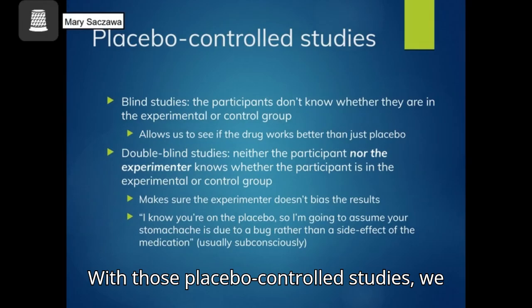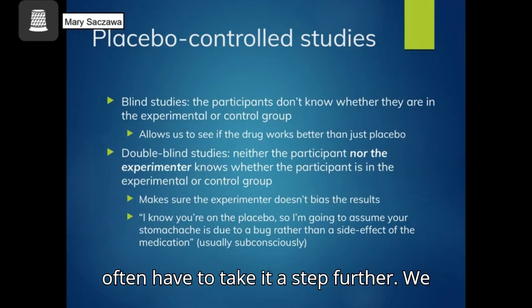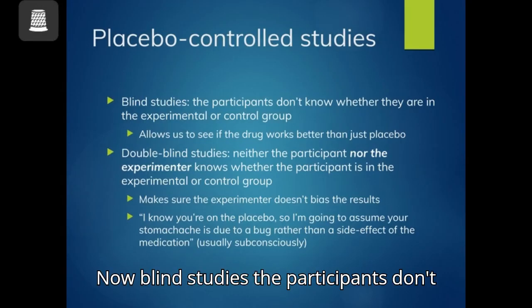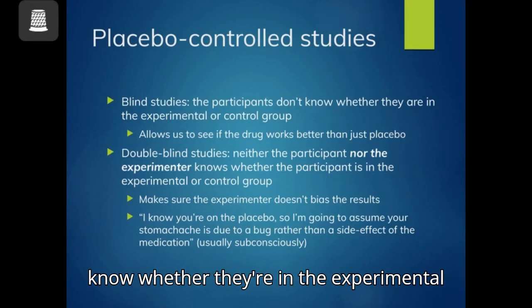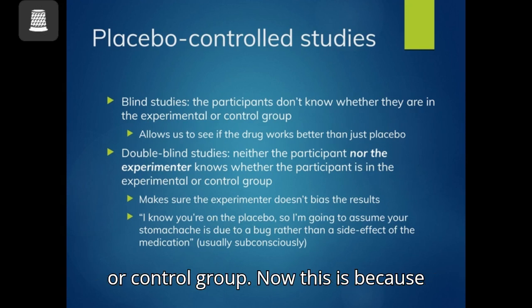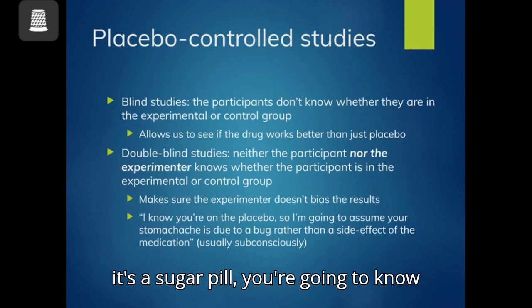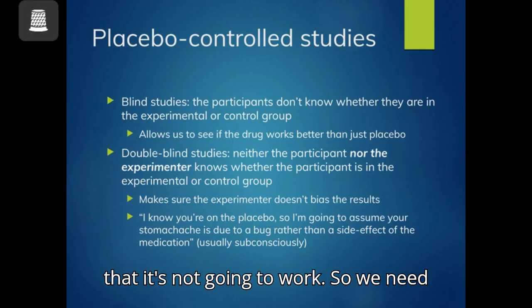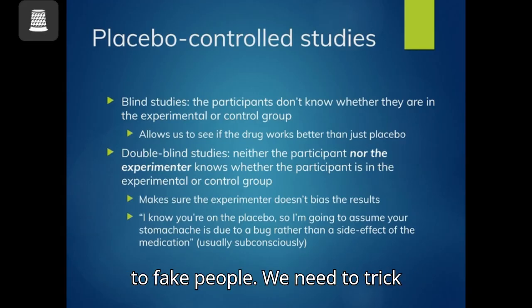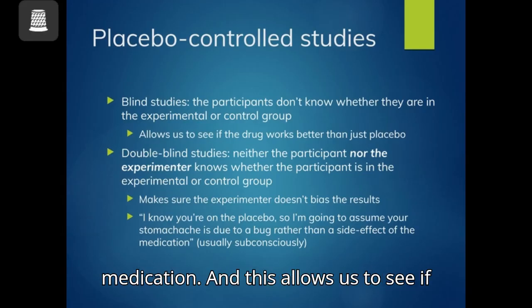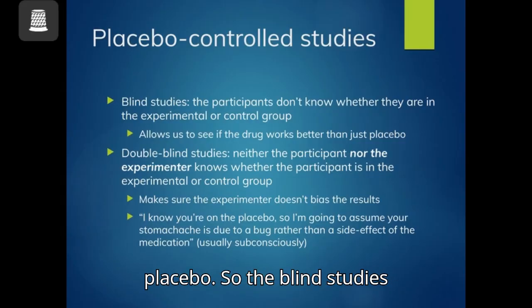With those placebo controlled studies, we often have to take it a step further. We have to do what are called blind studies. Now, in blind studies, the participants don't know whether they're in the experimental or control group. This is because if I give you a sugar pill and I tell you it's a sugar pill, you're going to know that it's not going to work. So we need to fake people. We need to trick them into thinking that it could be the medication. And this allows us to see if the drug works better than just the placebo.